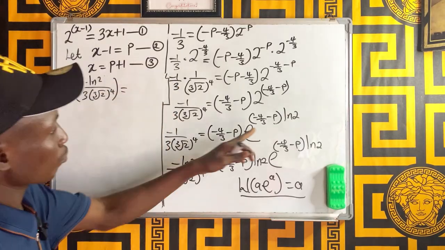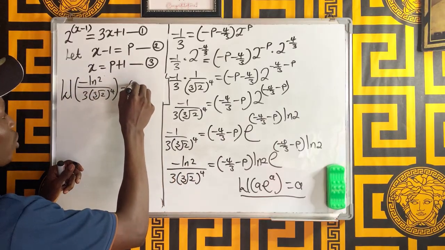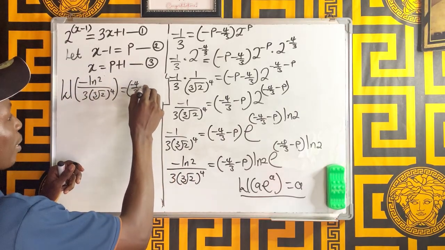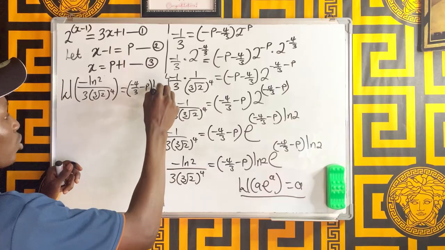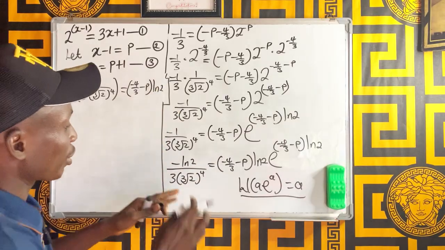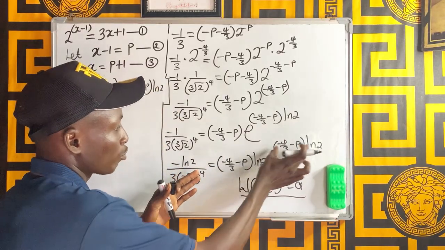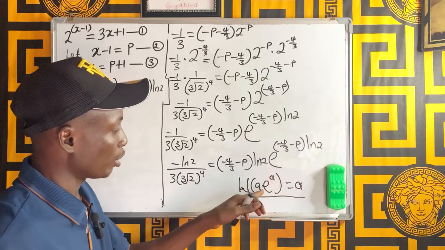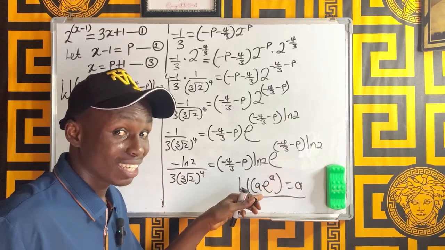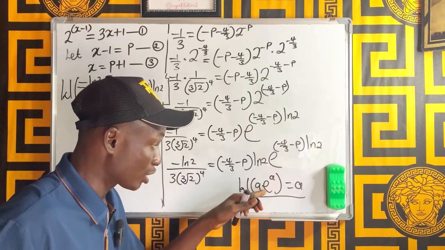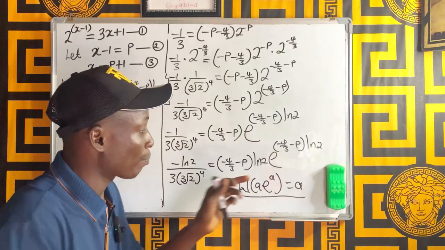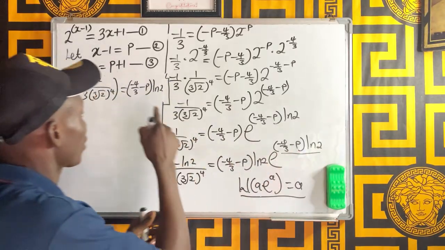Is equal to just one of this, which is what? Into minus 4 divided by 3 minus p multiplied by the natural logarithm of 2. That will just be the outcome. If you take the Lambert W function of both sides here, one of this will be the outcome, as you can see here by obeying this property. Look at this property very carefully. If you apply the Lambert W function of this function, you have a. So if you apply it here, you don't have one of this. That's what I'm having here.